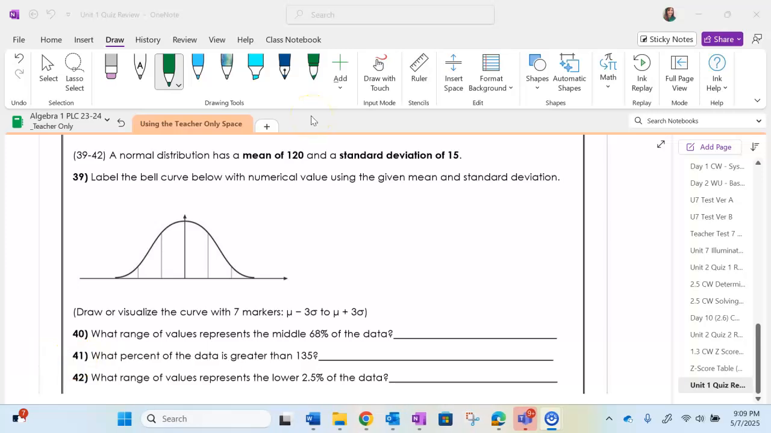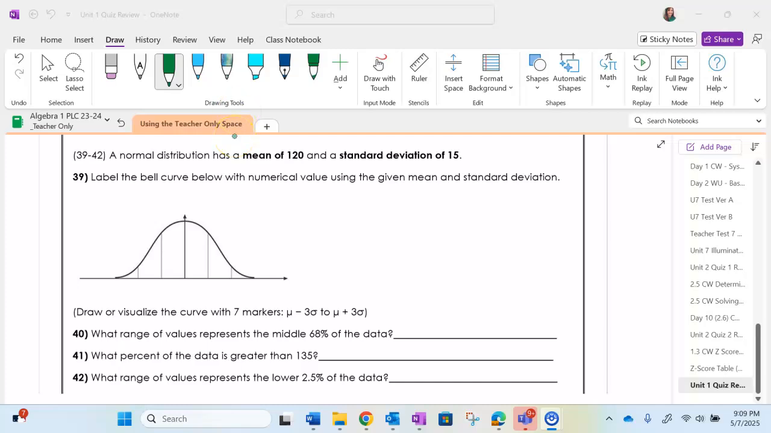All right, this is part 3 of the Unit 1 Statistics Quiz Review. We're now going to talk about the normal distribution. We're going to do our bell curves. We're going to label everything. We're going to answer a few questions given the mean and the standard deviation.